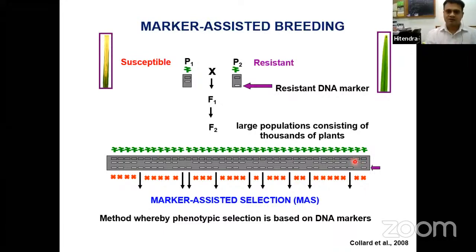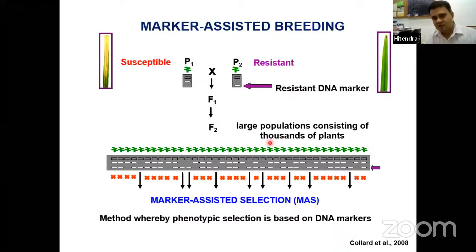Suppose for disease susceptibility, or for bacterial blight disease, the allele size is the bigger one. The upper one is for susceptibility, and the lower size is for resistance. This plant is resistant to bacterial blight, and we see this lower size. When we make a cross, we get a hybrid plant. Then we self-fertilize, and we get thousands of F2 plants.